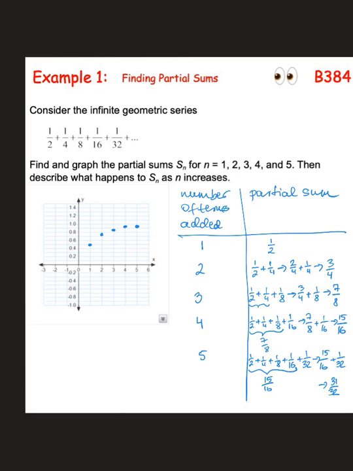And if I'm looking at this graph, I can see that the sum is approaching 1. So I can draw the conclusion that as n increases, the sum of the infinite series approaches 1.